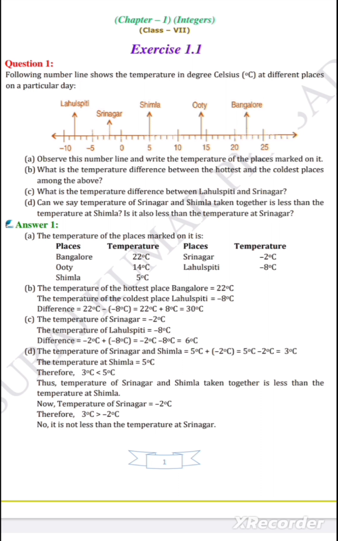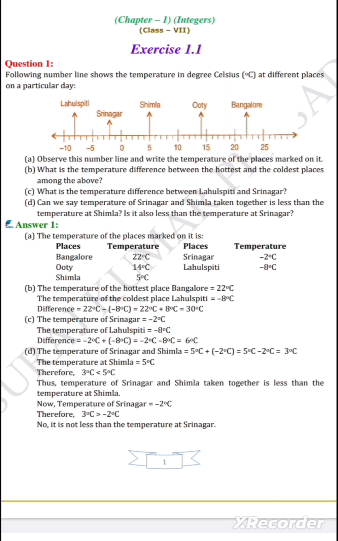Write as given below. The temperature of the places marked on it is Bangalore, Ooty, Shimla, Srinagar, Lahul Spiti. Write the temperature of the places. Bangalore 22 degrees Celsius, Ooty 14 degrees Celsius, Shimla 5 degrees Celsius, Srinagar minus 2 degrees Celsius, Lahul Spiti minus 8 degrees Celsius. Second question.